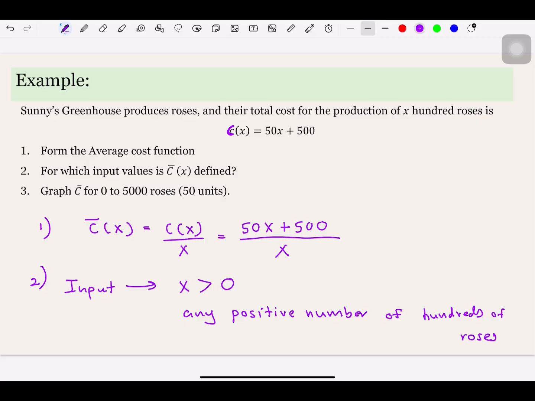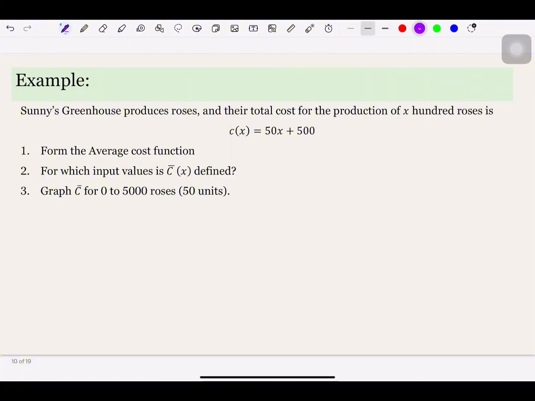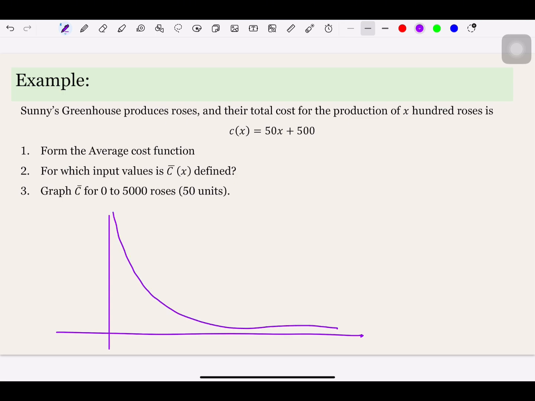Okay, so now let's go to the third part. Here you have to sketch this function. If you sketch this function using your graphing calculator, you'll get a graph like this. If you graph your average cost, it will be something like this. And as the number of roses increases, you see that the average cost decreases.